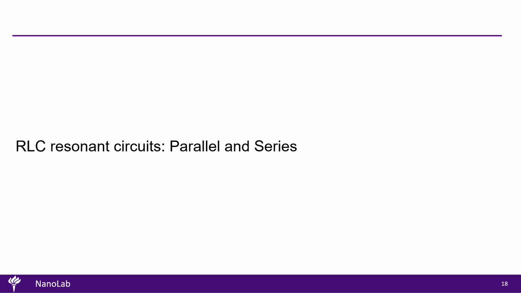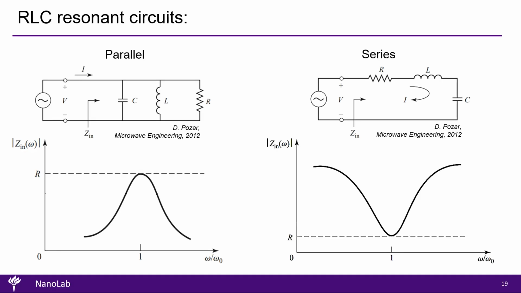In this slide, we can see the electrical schematics for both circuit configurations and their corresponding input impedance module versus normalized frequency plots. The center of the plots corresponds to the resonant frequency. Notice that at resonance, the input impedance module of both circuits is equal to R, but their behavior when we move away from resonance is completely the opposite. Let's explore the equations that explain this behavior.